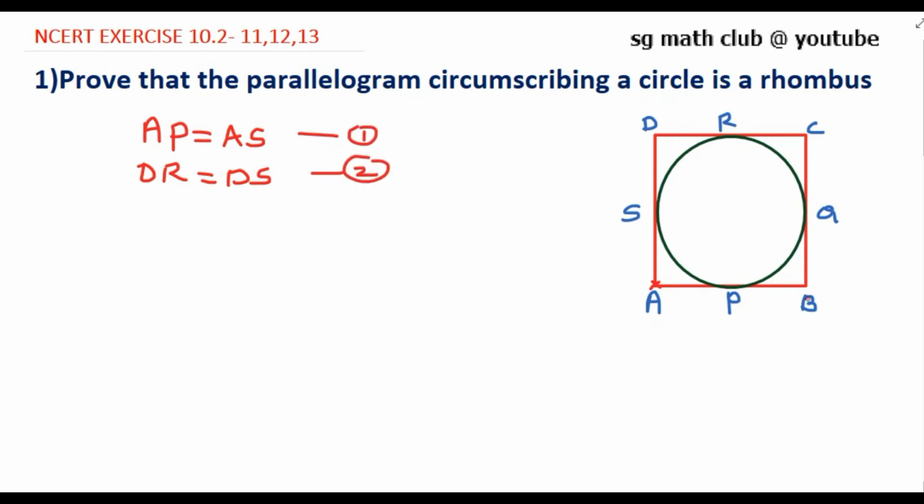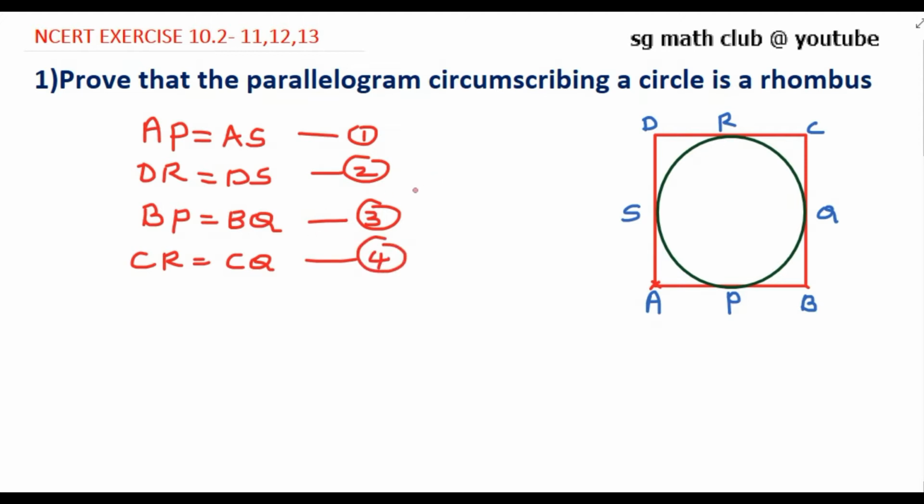Next, if you take the point B, I can say BP equal to BQ. So this is my equation number 3. And if you take the point C, you can say that CR is equal to CQ. So equation number 4. And we are using the property that tangents drawn from the external point to the circle are equal.